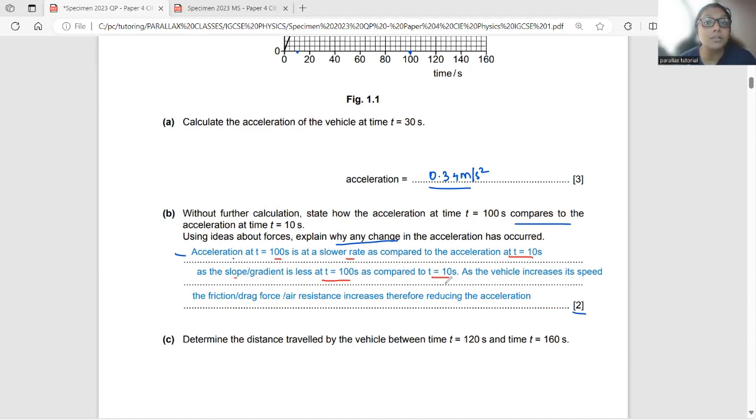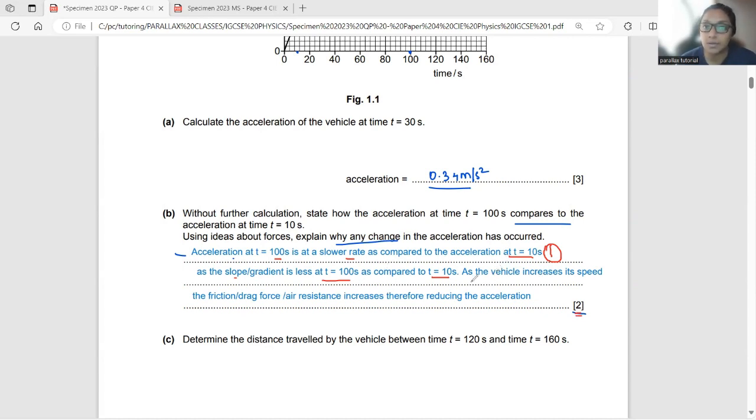But this is not the explanation for the reason here, right? The question which has been asked, you have to give the reason, the physical reason why this gradient has decreased. So what will you say? That is your second mark. So 1 mark for writing down this.